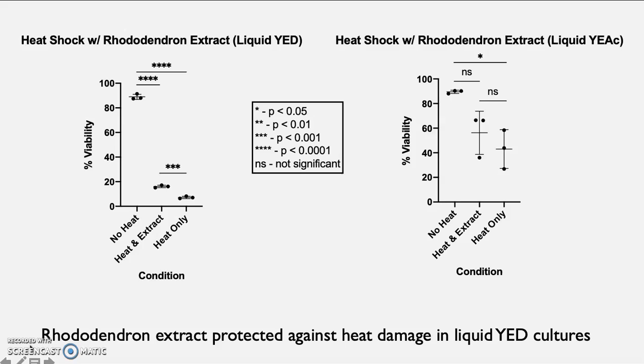So on the left graph, you can see that in liquid glucose, the cells were protected from the stress with the extract. However, on the right side, when it was in liquid YEAC, which is liquid acetate, the extract cannot protect the cells, and there's no difference between the groups. So rhododendron extract could only protect against heat damage in liquid YED cultures.